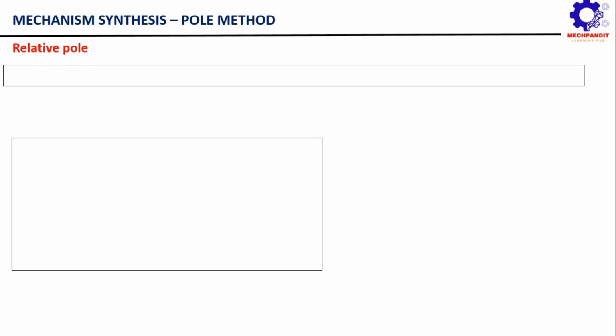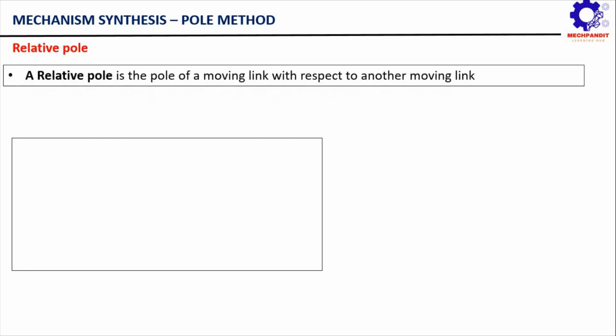Now, after having discussed the pole point concept in context to a 4-bar mechanism, let us talk about what is meant by a relative pole. A relative pole is the pole of a moving link with respect to another moving link. So this is very easy to guess.